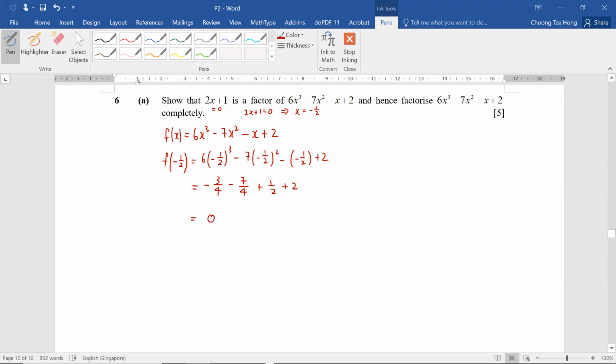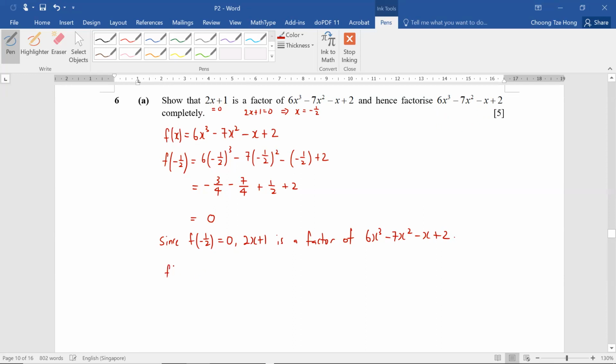Okay, so if you sum this up, you will get 0. So this goes to show that 2x plus 1 will be a factor of the cubic polynomial. So we'll just write a statement. So since f(-1/2) equals 0, 2x plus 1 is a factor of 6x cubed minus 7x squared minus x plus 2, right? Alright, so now that we have found one of the factors, that will help us to fully factorize this cubic polynomial.